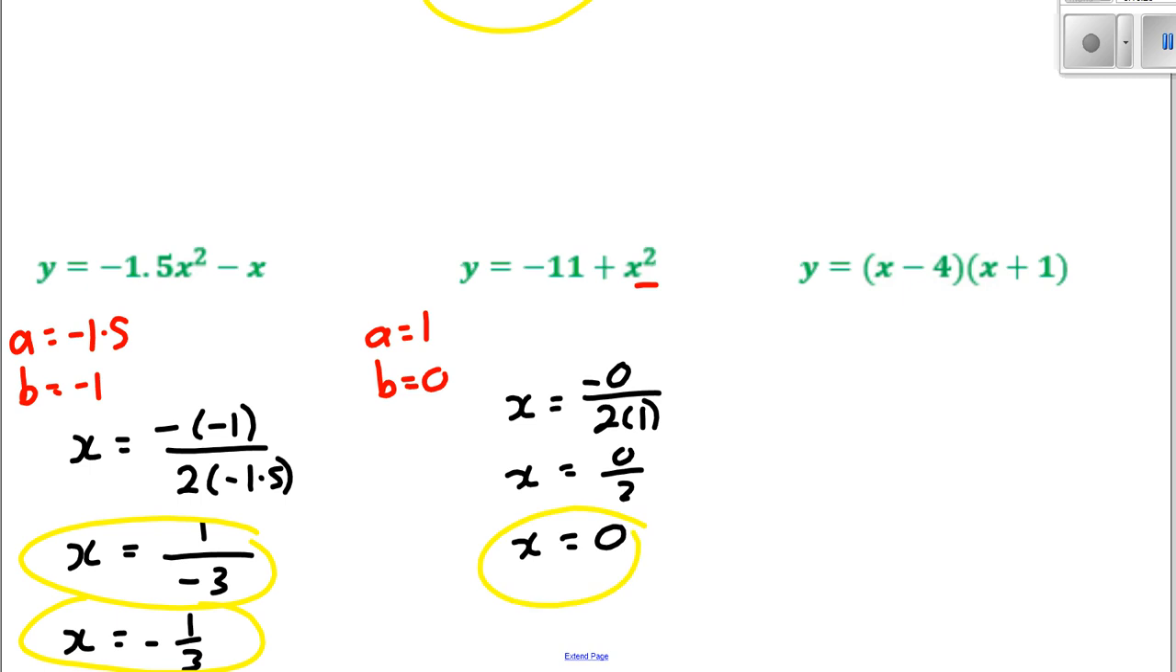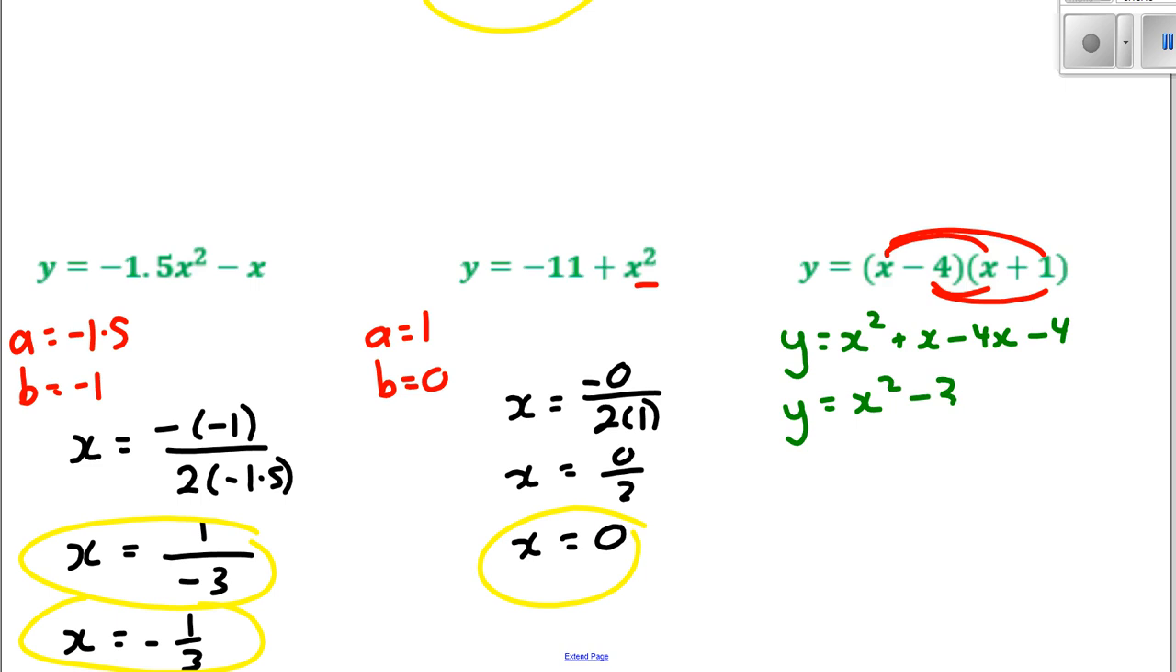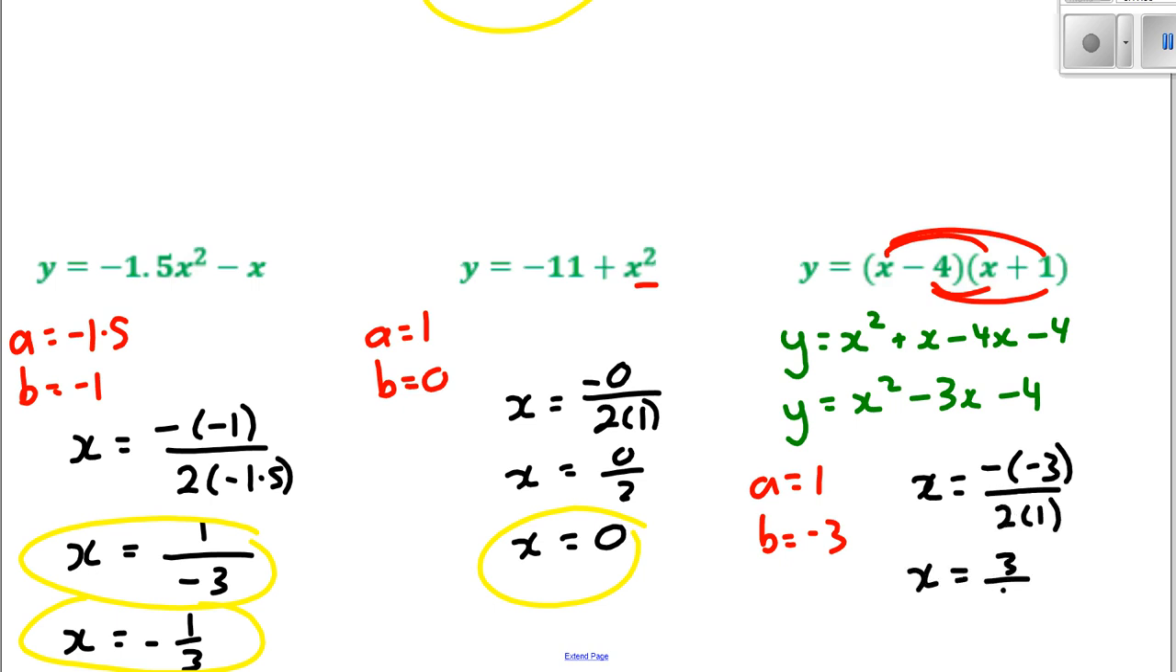That's totally possible. To find the axis of symmetry of this one, if you're to use x equals negative b over 2a, you're going to need to FOIL first. Let's FOIL everything. Y equals x squared plus x minus 4x minus 4. So y equals x squared, negative 3x minus 4. So we can now write out a is 1, b equals negative 3. So x equals negative b, negative 3 over 2a. X equals 3 over 2, which is fine, or you could write 1.5.